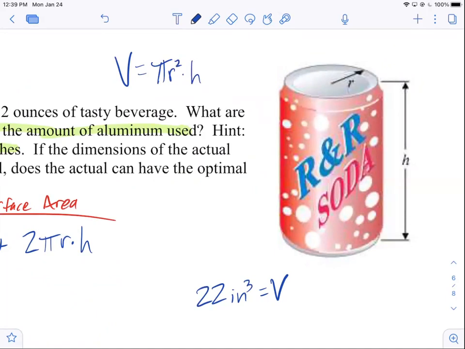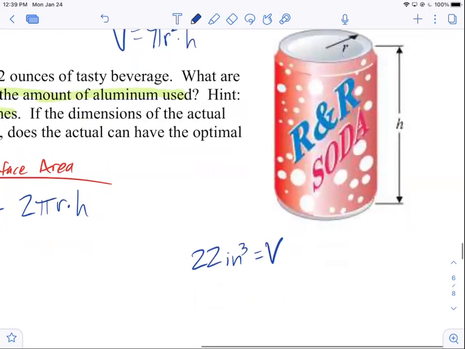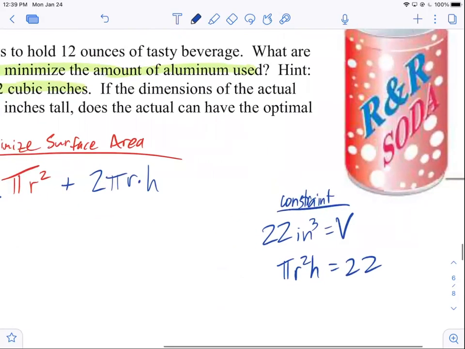A circular prism is a cylinder. This is the area of the face or the base times the distance between them. So I know then that pi r squared h is equal to 22. This is our constraint equation, or the auxiliary equation. And over here is the primary.